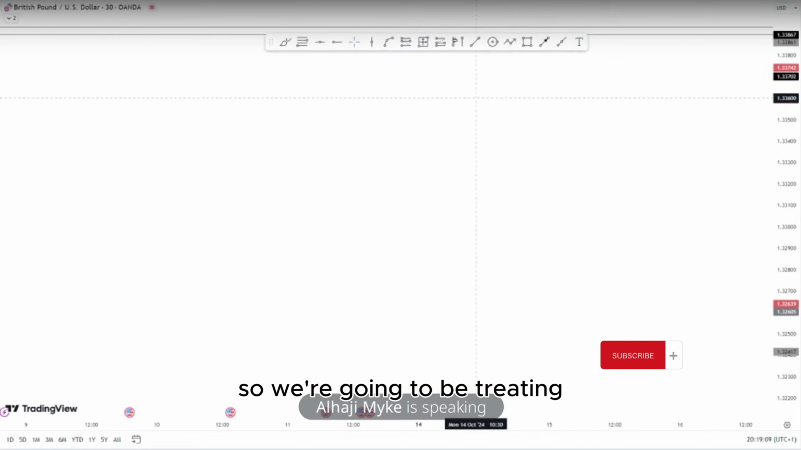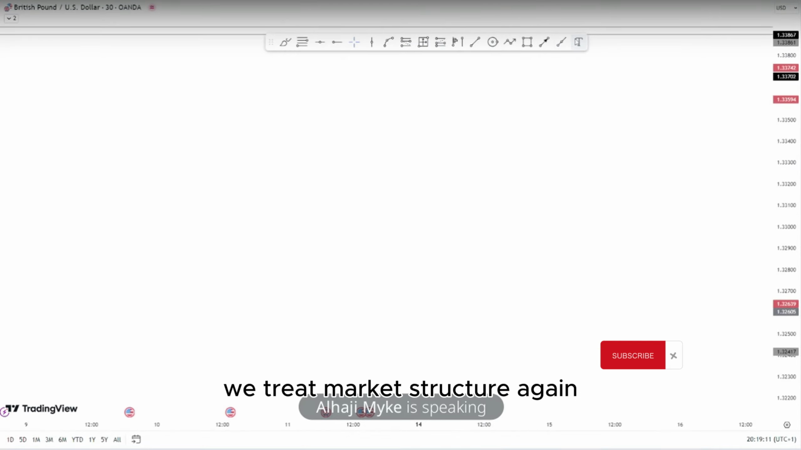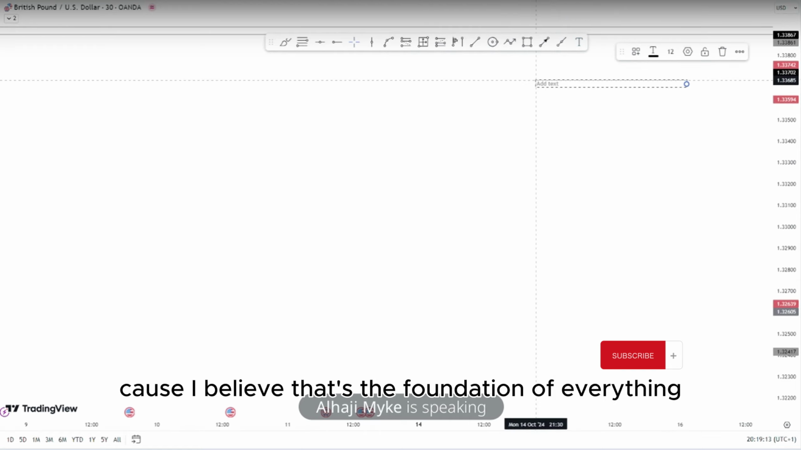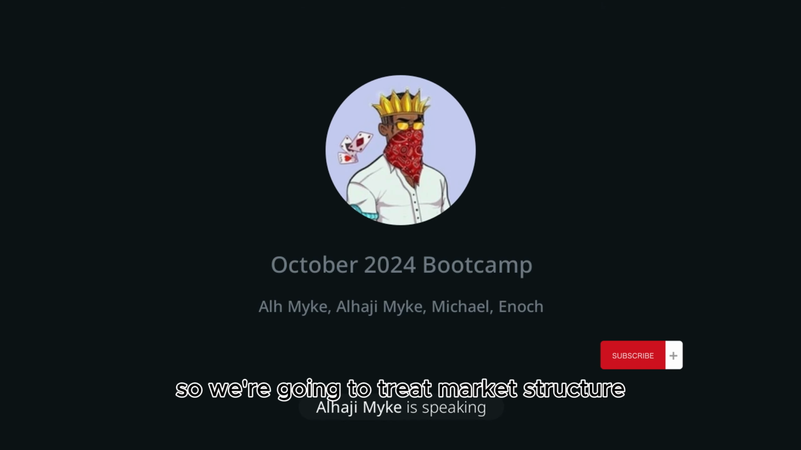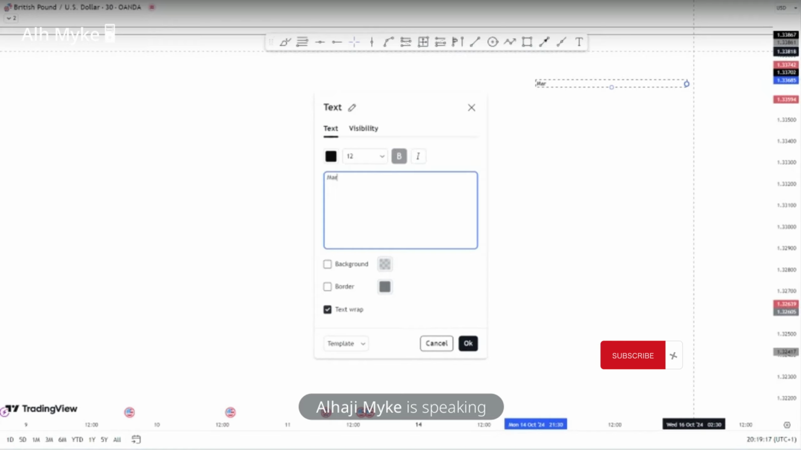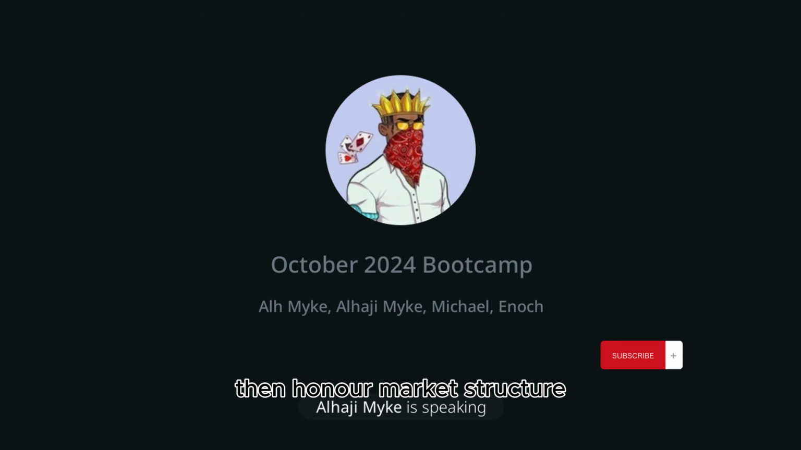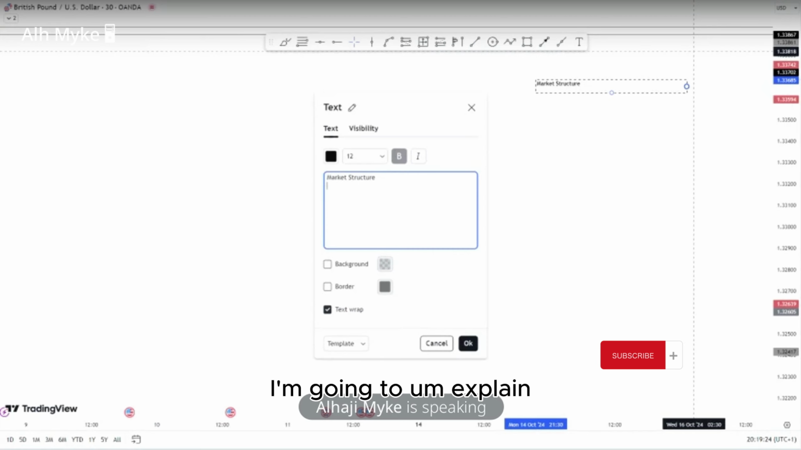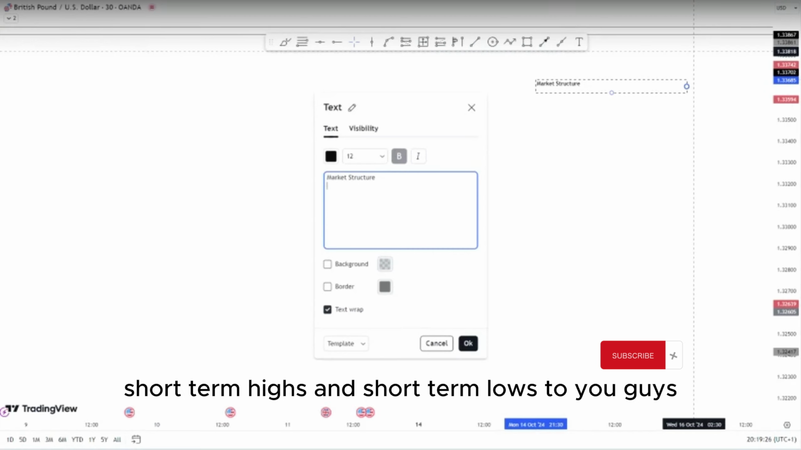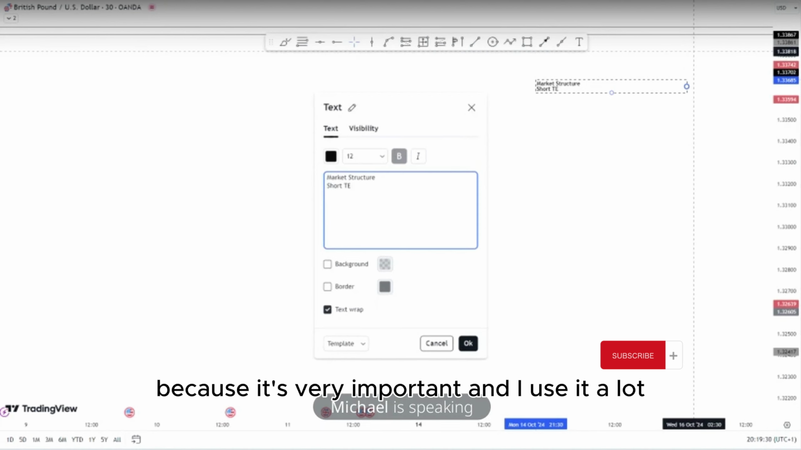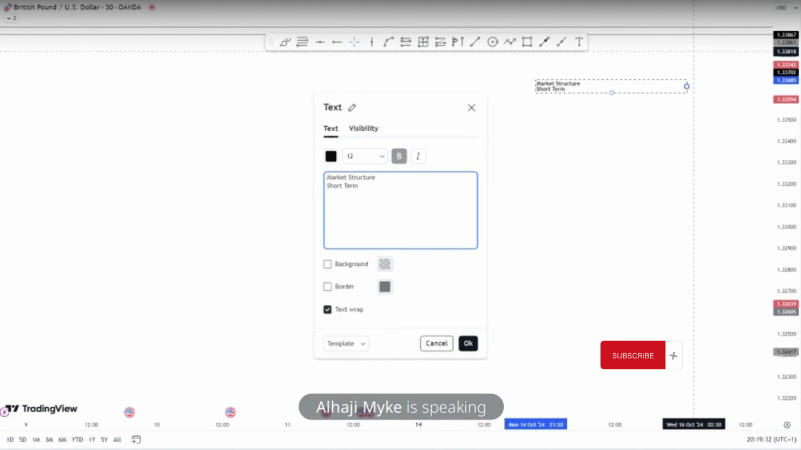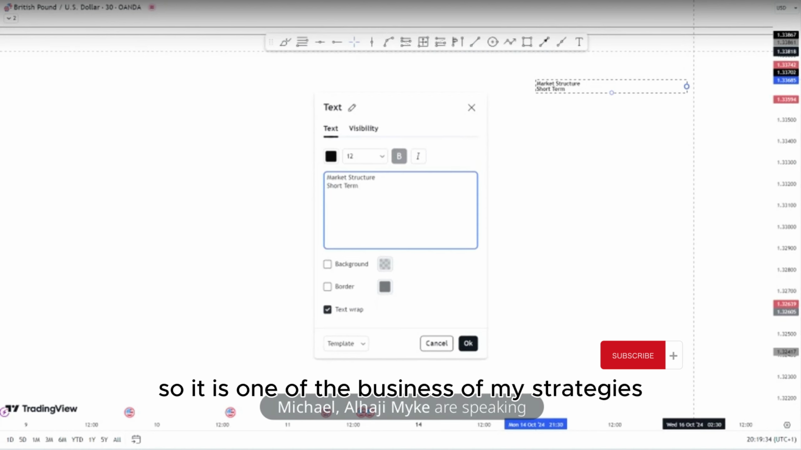We'll treat market structure again because I believe that's the foundation of everything. Under market structure, I'm going to explain short-term highs and short-term lows to you guys because it's very important and I use it a lot. It is one of the basis of my strategies.